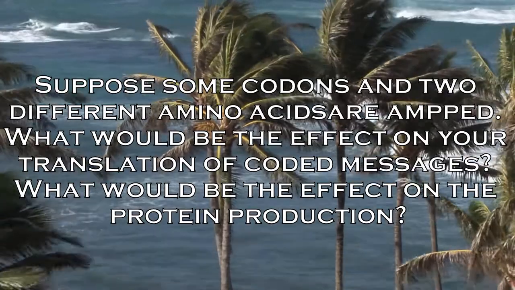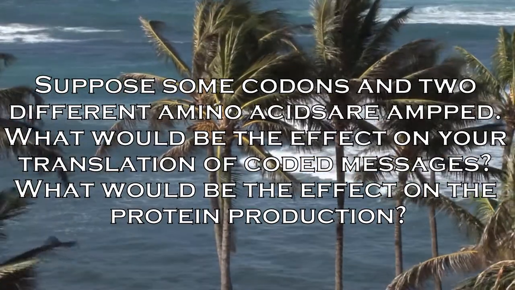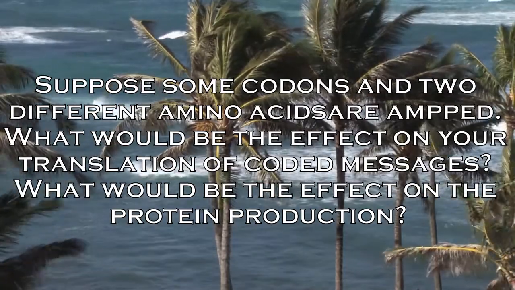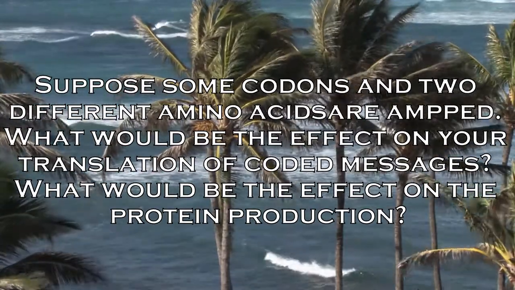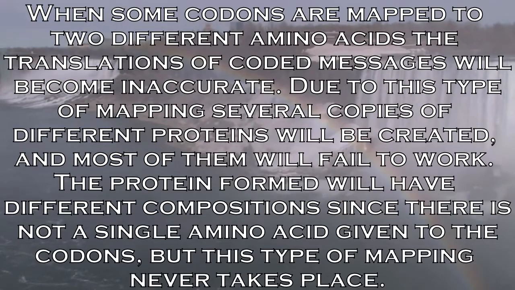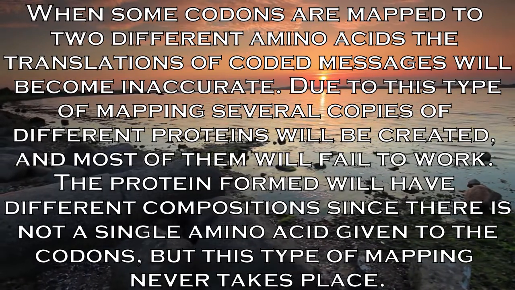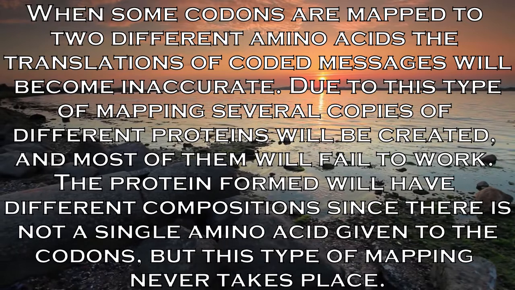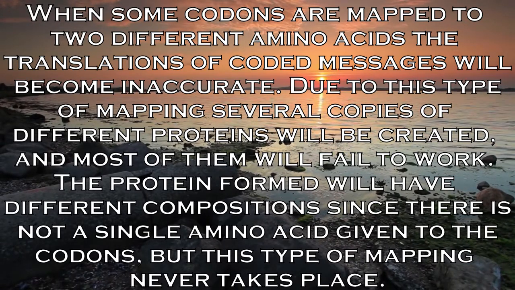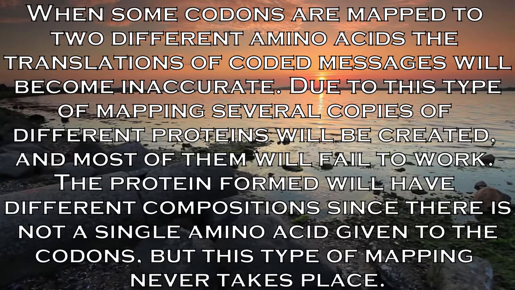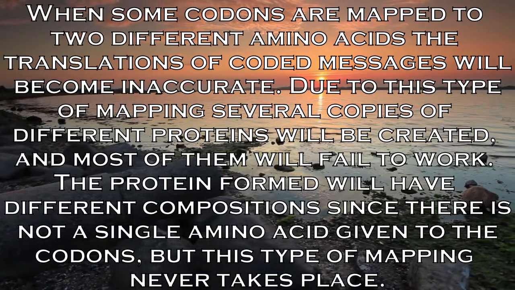Suppose some codons are mapped to two different amino acids. What will be the effect on your translations of the coded message? What will be the effect on protein production? When some codons are mapped to two different amino acids, then the translation of the coded message will become inaccurate. Due to this kind of mapping, several copies of different proteins will be created, and most of them will fail to work. The protein formed will have different compositions, since there is not a single amino acid given to the codons, but this kind of mapping never takes place.